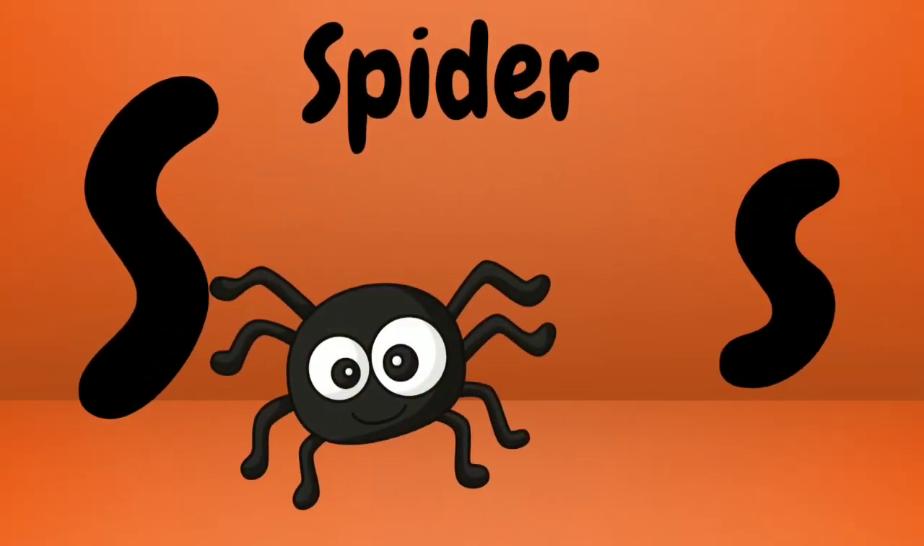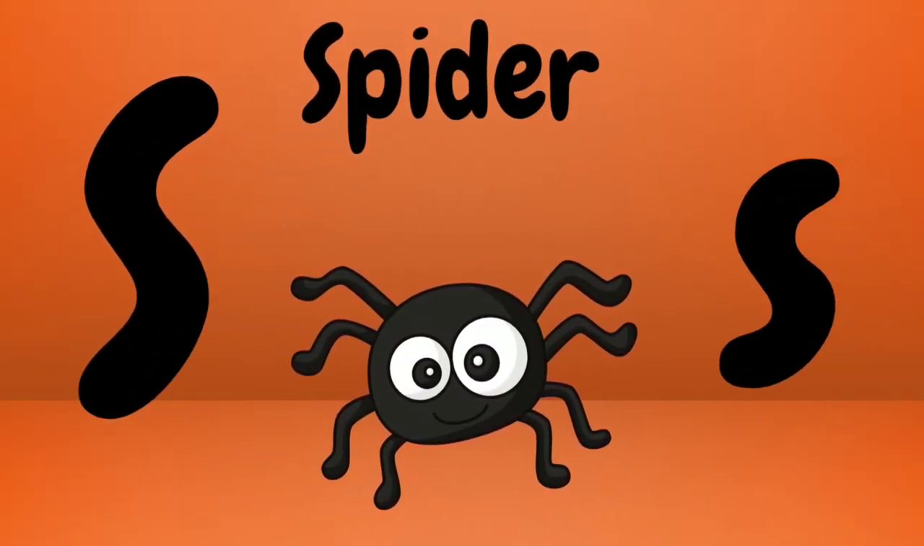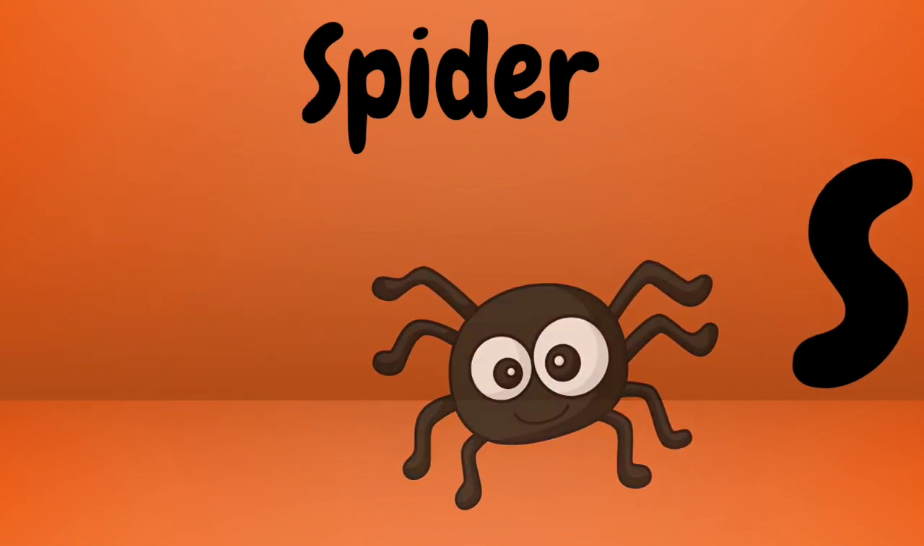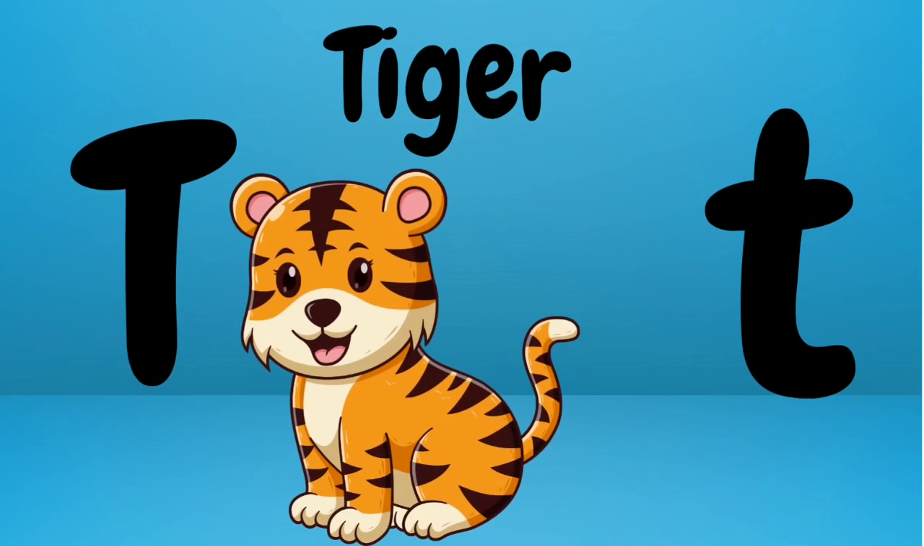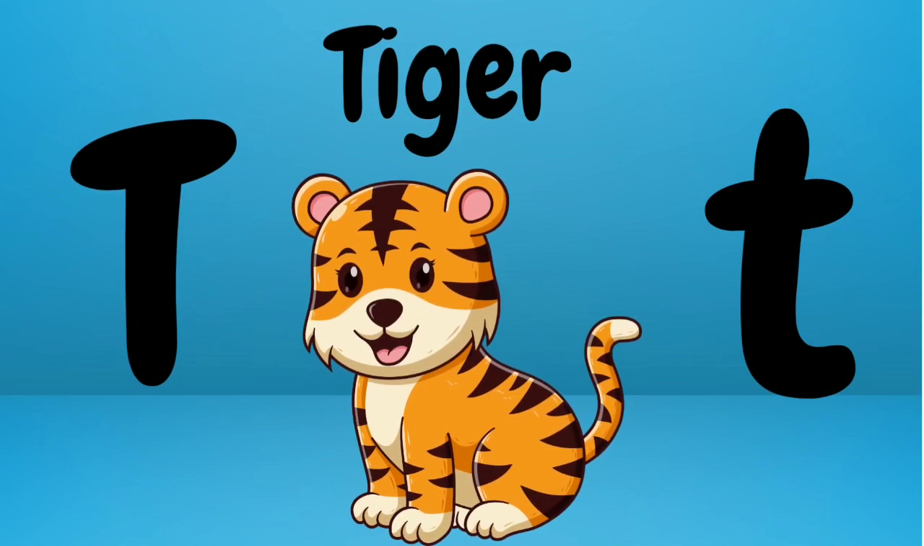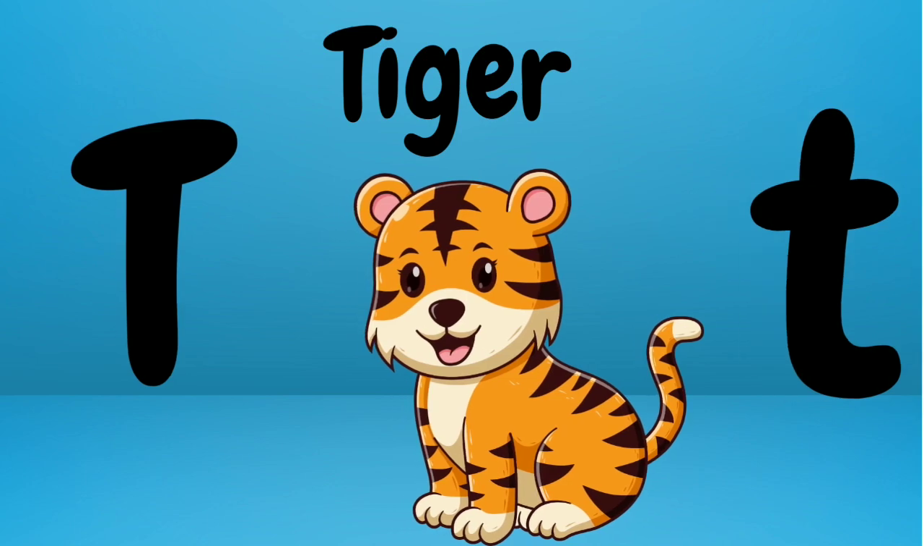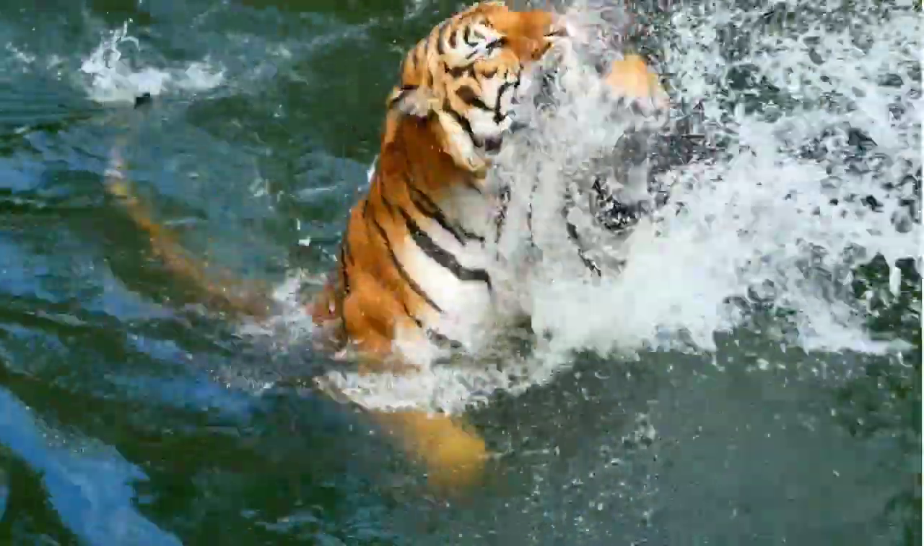S is for spider. This is a spider. T is for tiger. This is a tiger.